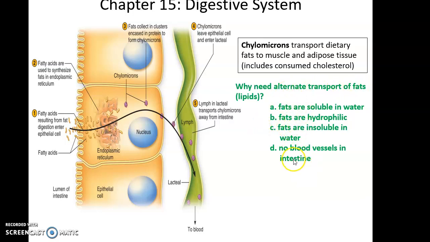It is because fats are insoluble in water. They are hydrophobic, so they have trouble traveling in the watery plasma or lymph fluid. Instead, they have to form these weird protein-fat complexes.